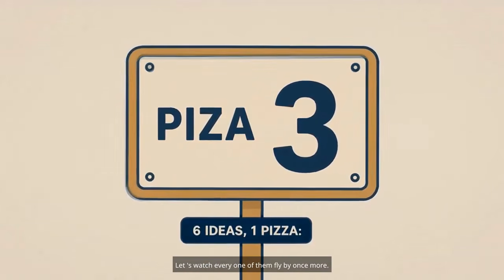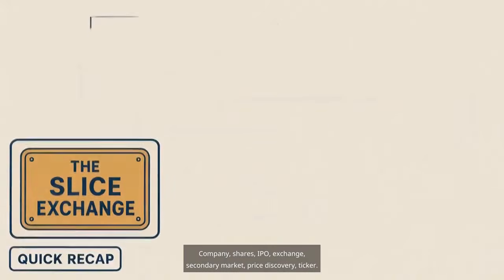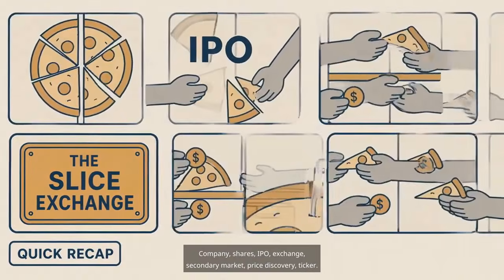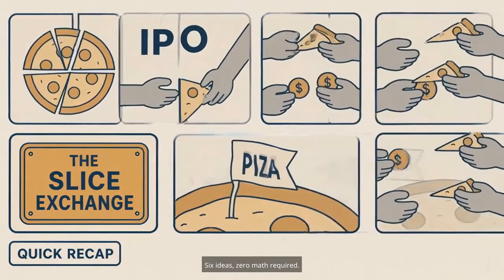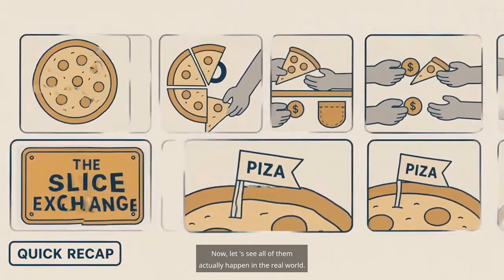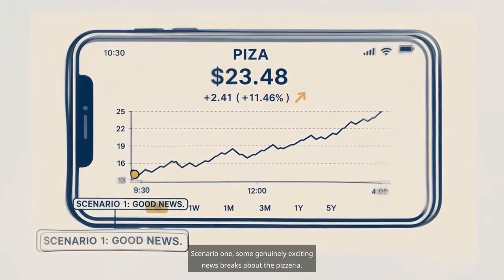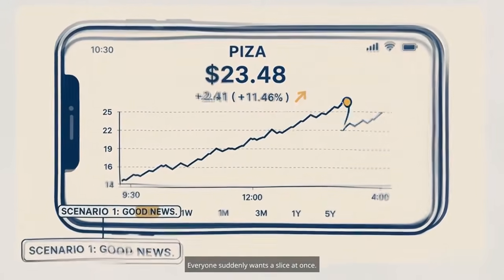Let's watch every one of them fly by once more. Company, shares, IPO, exchange, secondary market, price discovery, ticker. 6 ideas, 0 math required. Now let's see all of them actually happen in the real world. Scenario 1, some genuinely exciting news breaks about the pizzeria. Everyone suddenly wants a slice at once.